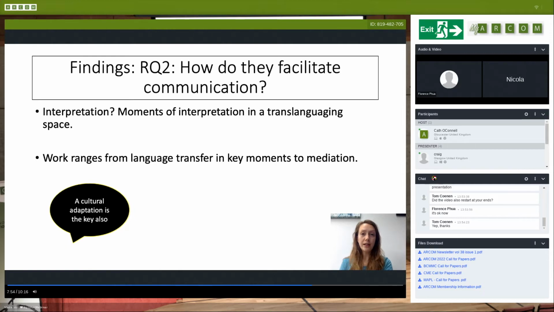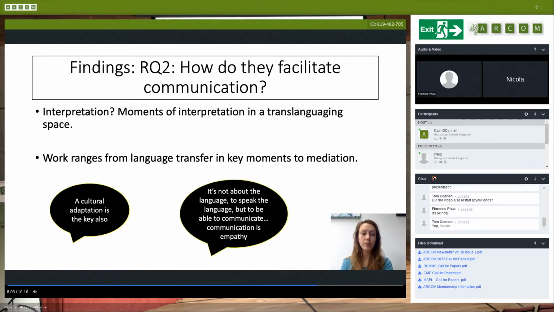Both the professional and the informal interpreters discussed this mediation part of the work. One said, "A cultural adaptation is the key also." And another, "It's not about the language, to speak the language, but to be able to communicate. Communication is empathy."